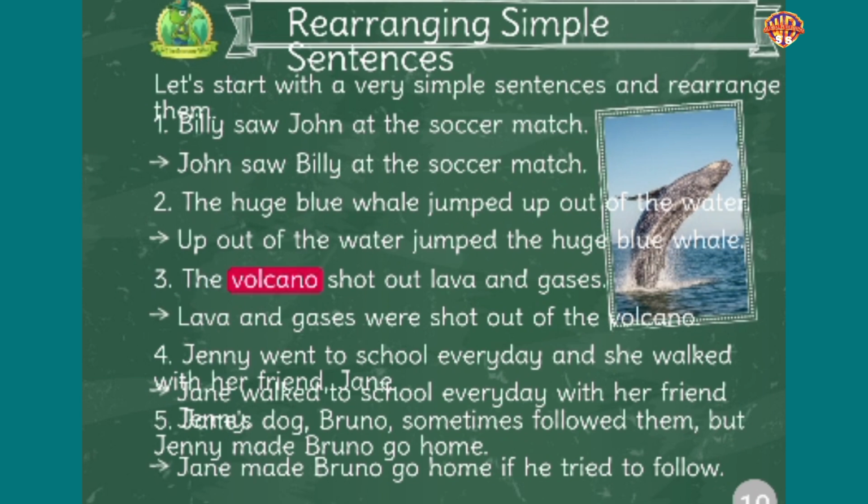3. The volcano shot out lava and gases. Lava and gases were shot out of the volcano. 4. Jenny went to school every day and she walked with her friend Jane. Jane walked to school every day with her friend Jenny. 5. Jane's dog, Bruno, sometimes followed them, but Jenny made Bruno go home. Jane made Bruno go home if he tried to follow.